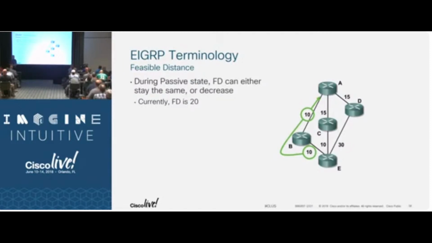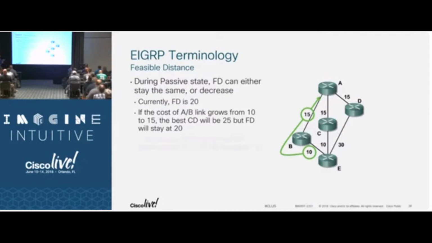During a passive state, the feasible distance can only go down, it can never increase. So just taking this as an example, if we assume that this was a network that just started, the best path from A to E would be through B. It's 20, so let's make the feasible distance also a value of 20. If the cost of the link between A and B went up from 10 to 15, the computed distance would change to 25. But since we did not need to go active, the feasible distance would remain at 20. And now you have a difference between those two values.